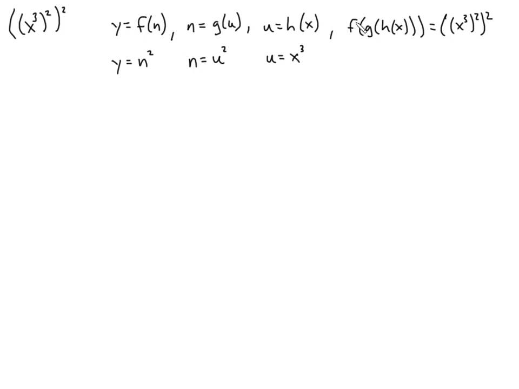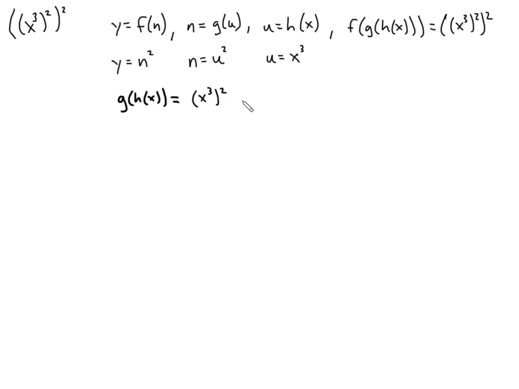And then if you just ignore the f part and just look at what is g of h of x. Well, that would be the function that you get when you take the h function and you plug it into the g function. So there's the x to the 3rd. Plug it in for u there. That's going to be x to the 3rd squared. And notice that that's exactly what you see right here.